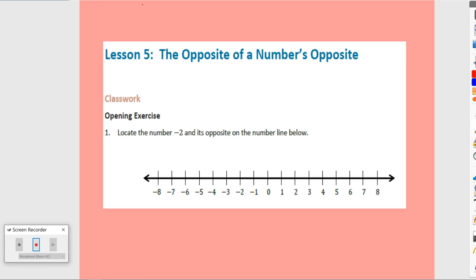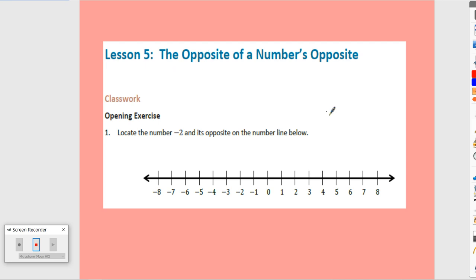Hello, sixth graders. Today we're taking a look at lesson 5, the opposite of a number's opposite. And we're going to learn a little bit about how we can read things as opposite of and negative, how they're similar and interchangeable, but yet different, okay? And you're going to be able to locate and position the opposite numbers on a number line.